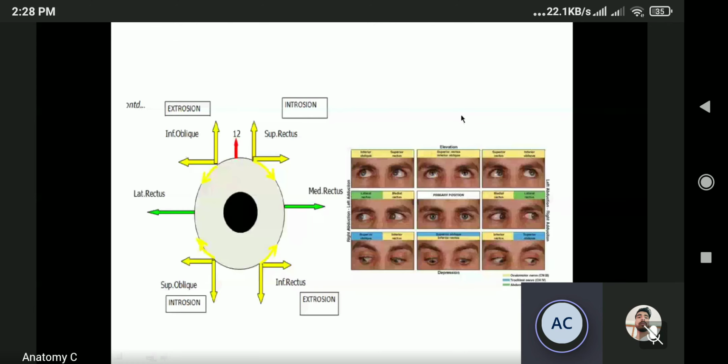So this is again the picture: elevation, depression, abduction, adduction, intorsion, extorsion.